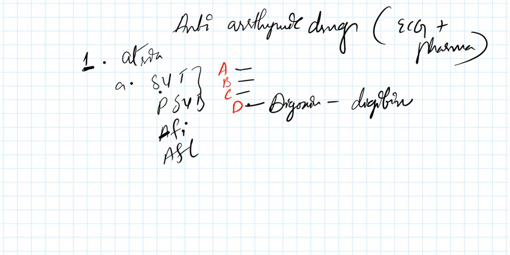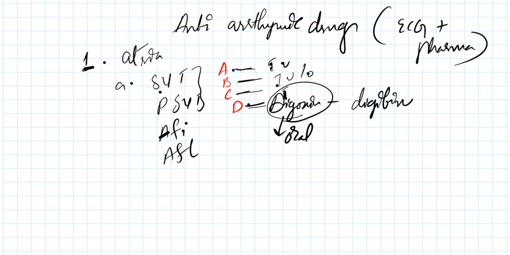So what is the treatment of SVT, supraventricular tachycardia, and paroxysmal supraventricular tachycardia? It's ABCD. What is meant by ABCD? It's adenosine, beta blocker, calcium channel blocker, and digoxin. The antidote for digoxin poisoning is digibind. Now adenosine is given IV, beta blocker you can give IV or oral, calcium channel blocker also can be given IV or oral, and digoxin is given oral, right?